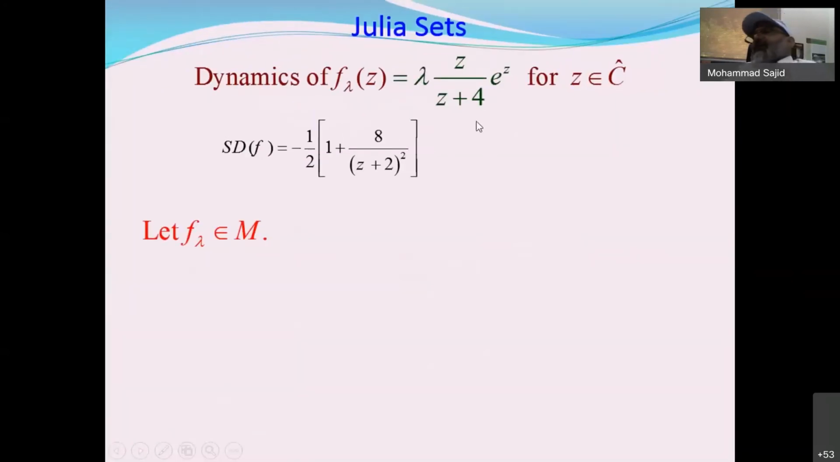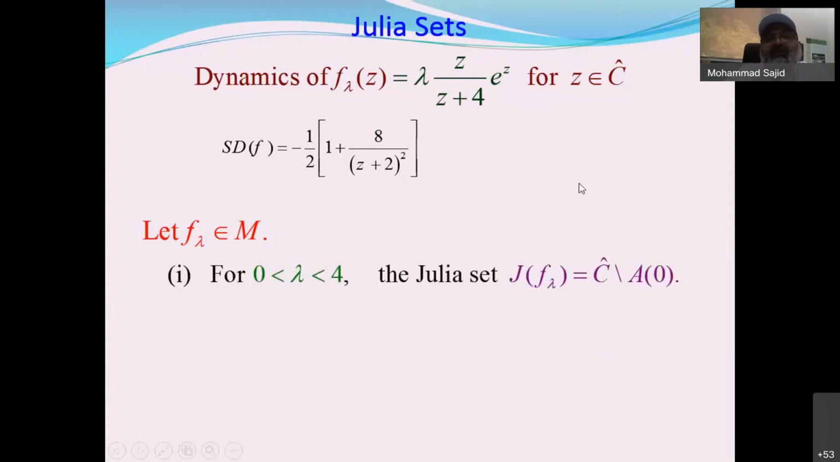I have already studied the dynamics of f lambda z, where f lambda z is lambda z over z plus 4 times exponential z. Actually, this is a ratio of two solutions coming from the previous equation, where SDF is minus half times 1 plus 8 over z plus 2, whole squared. So I have studied that solution like this.